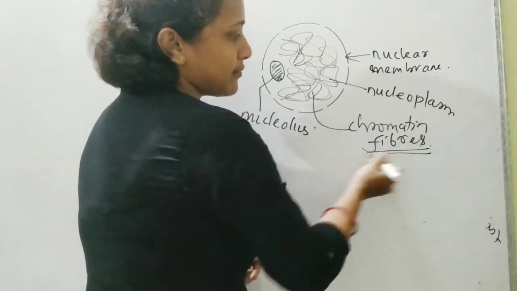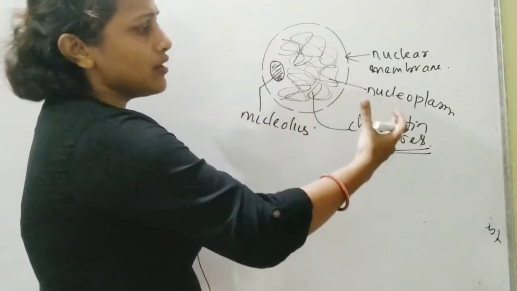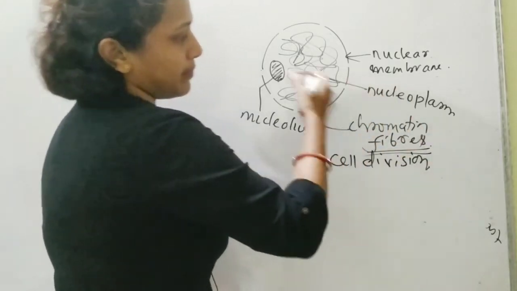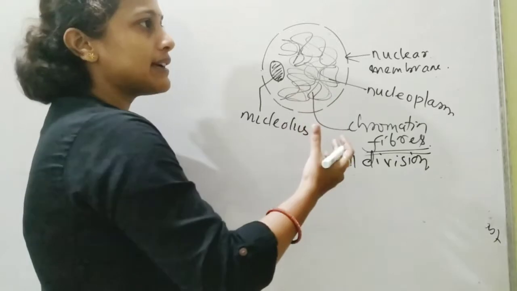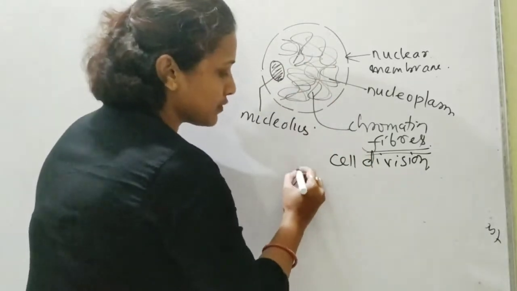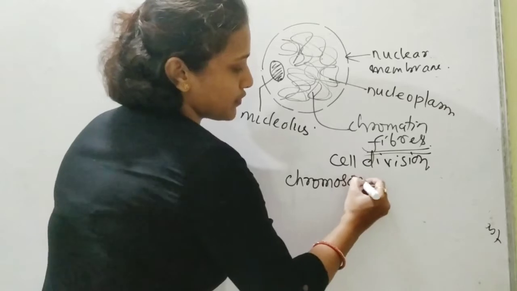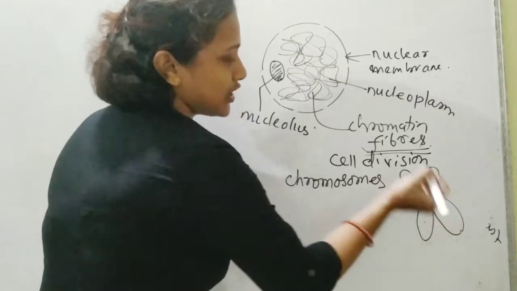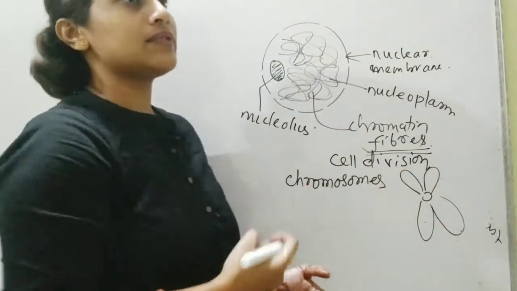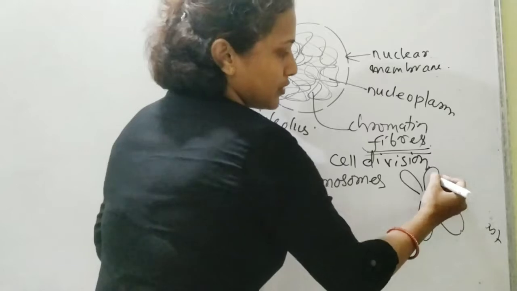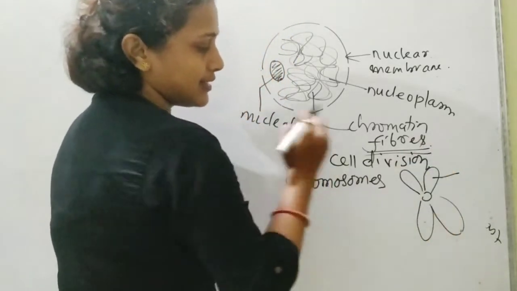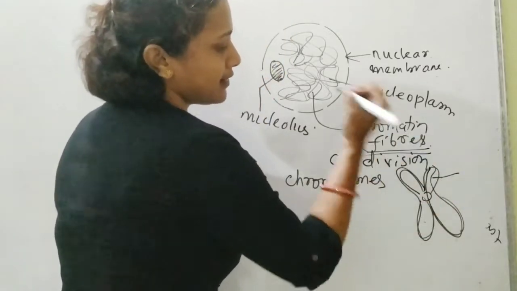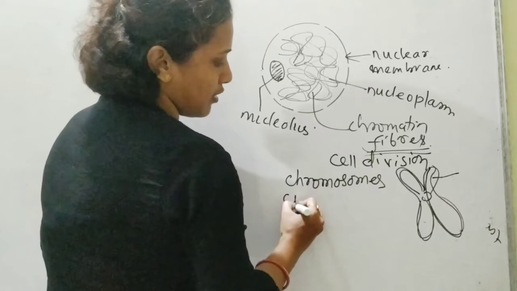When these chromatin fibers undergo the stage of cell division, they coil up, they become condensed and start packing themselves into structures called chromosomes. The chromosome structure is somewhat like this. The shapes vary, but let me show you. This full structure is the chromosome. This can be treated as one unit and this one as the other unit. Each such unit is called a chromatid.